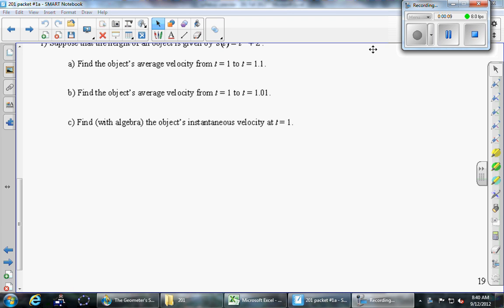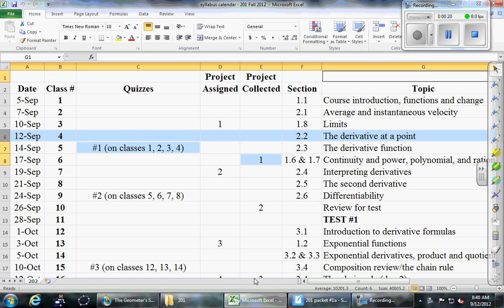And while we're opening to page 19, we'll take our quick look at the calendar. Okay, so I've highlighted a few cells in the calendar. First row that's highlighted, that's today. It's class number 4. And the section we talk about is the derivative at a point. That word derivative is a word that we're going to be using almost every day for the rest of the semester. Today's our first intro to it.